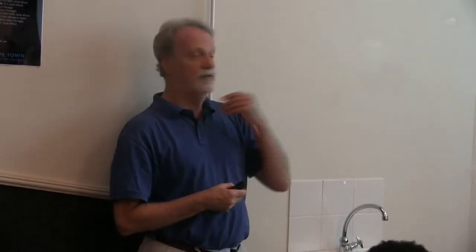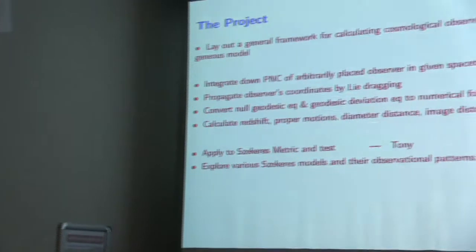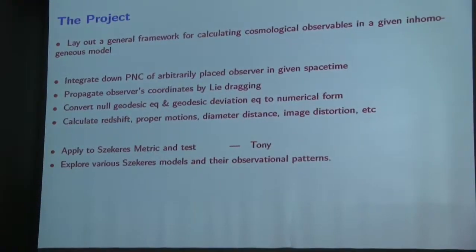This obviously is going to involve integrating down the past null cone for an arbitrary observer at an arbitrary position in an arbitrary space-time, in principle. And then we would need to set up a whole structure for doing the calculation, and this involves propagating a set of coordinates from the observer down the light cone by Lie dragging, and then working with the null geodesic equation and the geodesic deviation equation to extend how measurements would work at different distances.